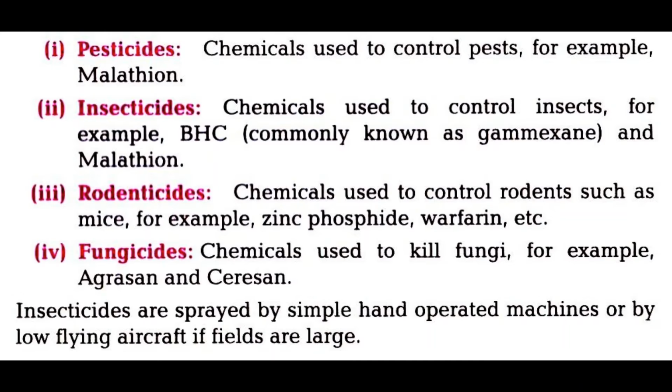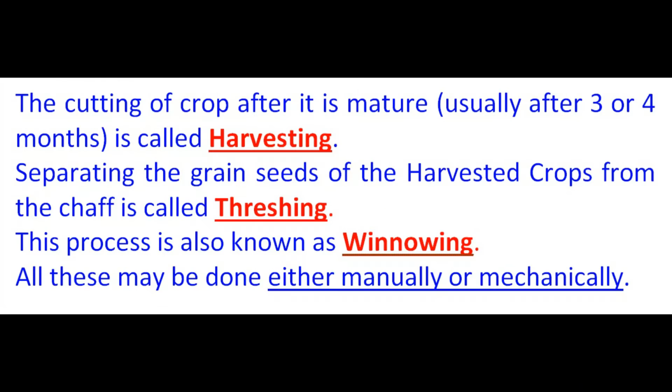Now, insecticides and these things can be sprayed simply by hand-operated pumping machines, like the pichkari you have seen, or by low-flying aircraft, particularly in countries like the USA, where the land holdings are very large. So, these are the methods of weeding the field and controlling the pests.